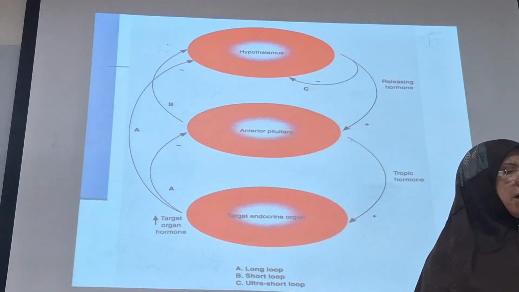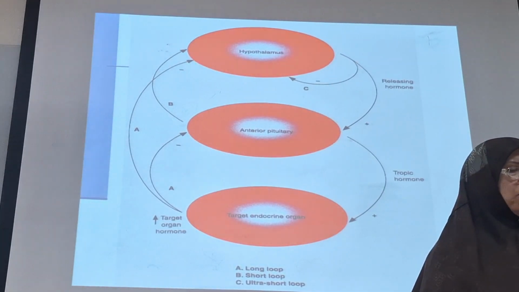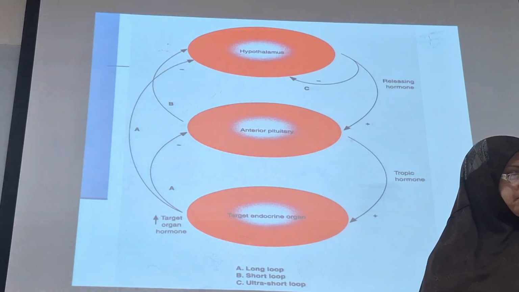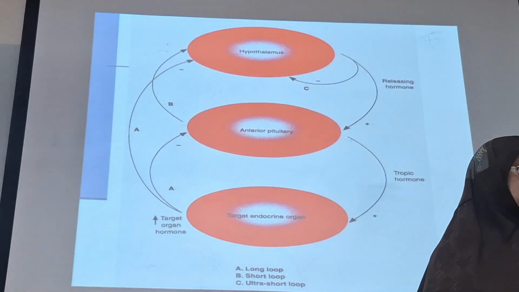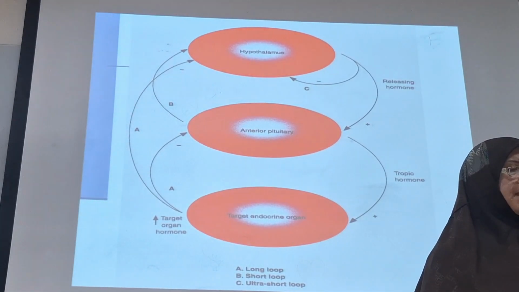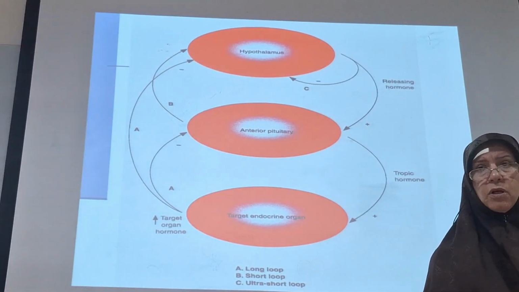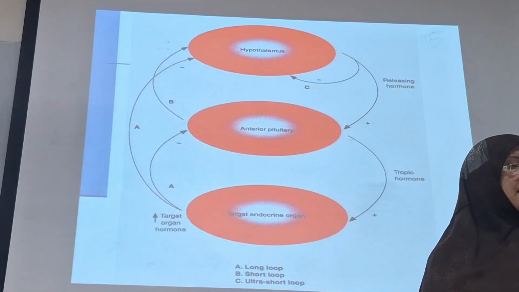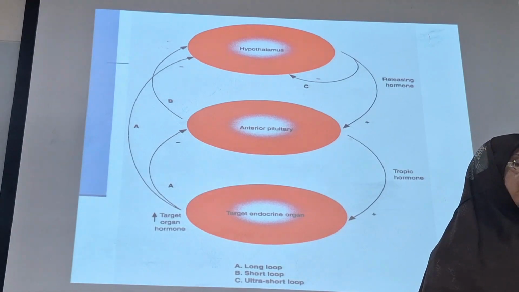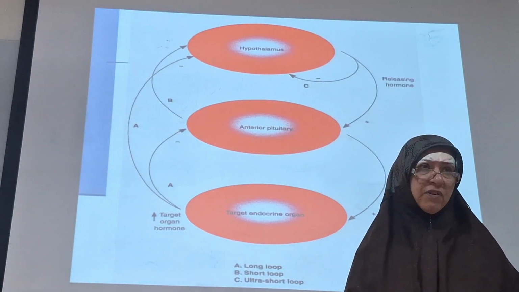And in the hypothalamus, hypophysis, target gland axis, we have long loop, short loop, and ultra short loop feedback. For example, thyroid hormone produced by the thyroid gland has negative feedback on the anterior pituitary and hypothalamus, and is named long loop feedback. TSH from the anterior pituitary has negative feedback on the hypothalamus and is named short loop feedback. And TRH from the hypothalamus also has negative feedback on the hypothalamus and is named ultra short loop feedback. Okay?